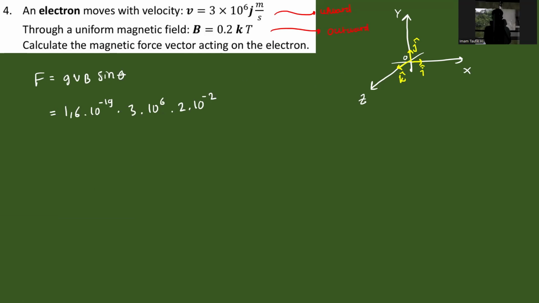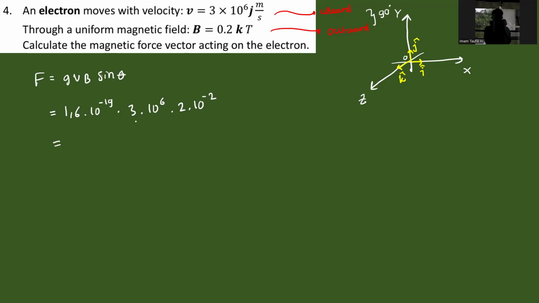Okay, so it will be 90 degrees actually. So sine theta will be just 1, so we don't need to write it in the formula. We have just this form, so we can just do the common calculation.